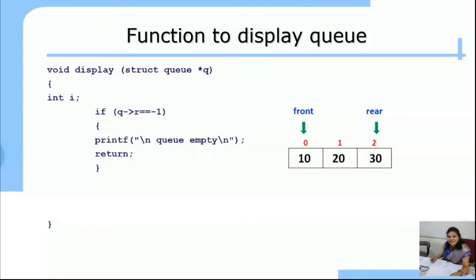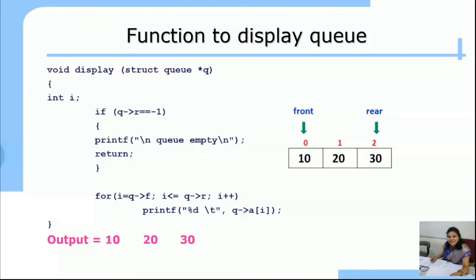Otherwise, same as the array, we use the logic that is used to print an array. But in an array we take the for loop from the 0th index to the last index, but in a queue we take it from front to rear. So, for i is equal to q of front, to i less than or equal to q of rear, i plus plus, we print the array. The output of this will be 10, 20 and 30.